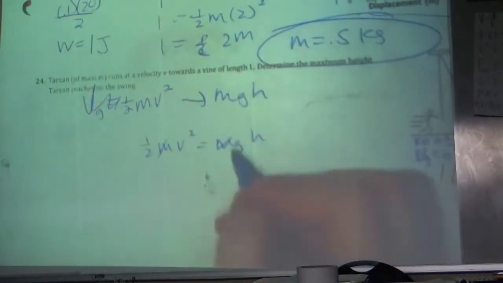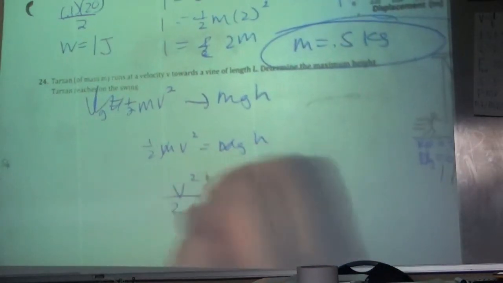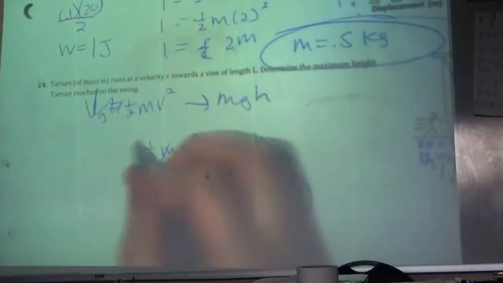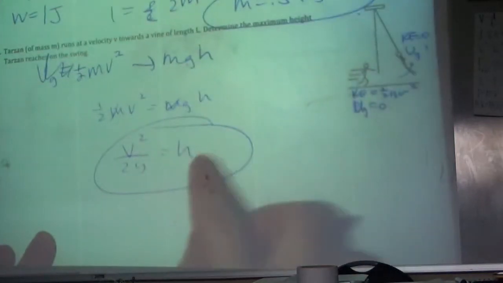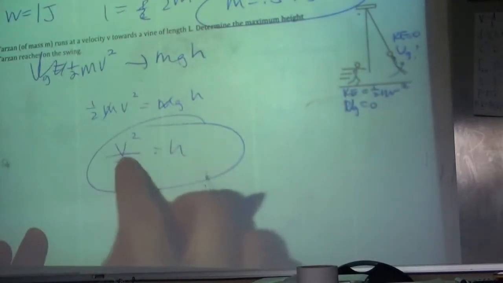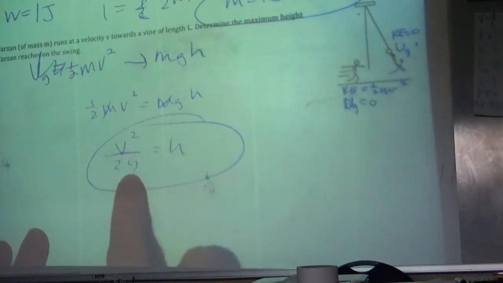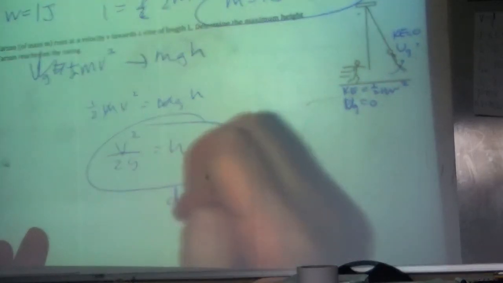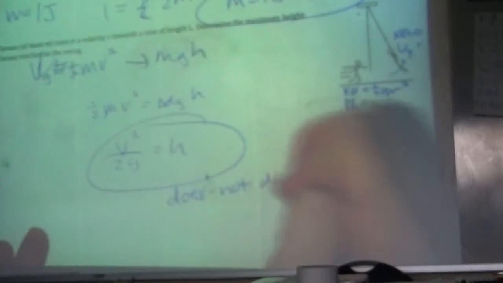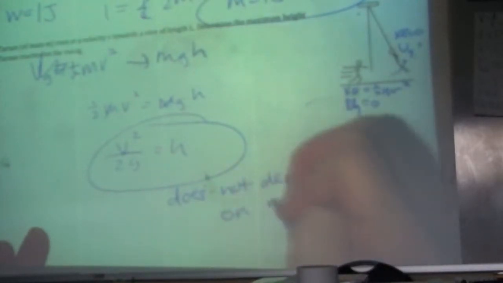So his potential, or you can think about it as the 1/2 mv squared goes into mgh. So those are equal to each other, because we're going to assume that there was no friction loss. Masses cancel. The maximum height would be v squared over 2g when you divide the g over. So you'll notice that this height depends on the velocity and gravity. It does not depend on mass. And it does not depend on the length of the vine.